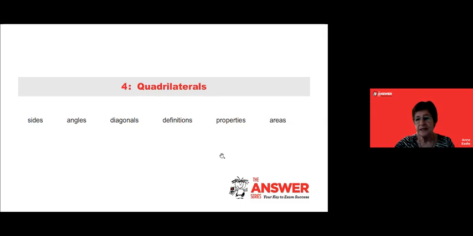Quadrilaterals, I nearly didn't bring it in too much here. We really did focus quite heavily on that in the geometry, but look at all the incredibly important aspects that learners actually need to know about quadrilaterals. So we expect a lot from them.